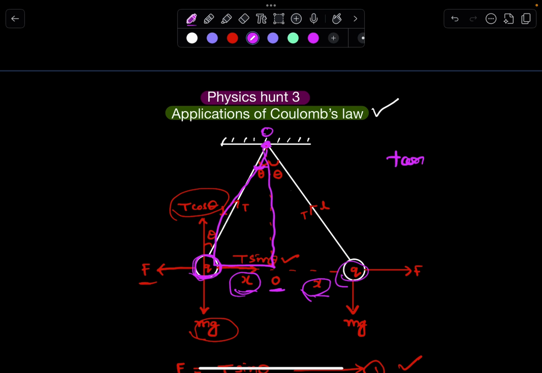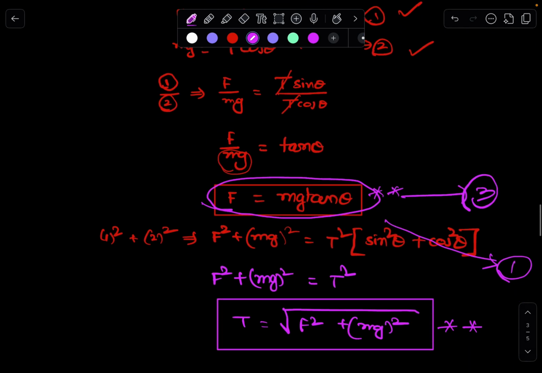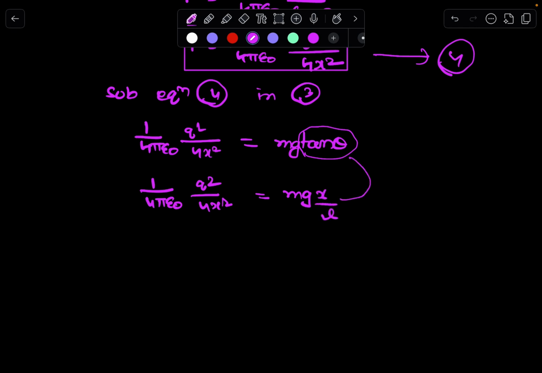We know that from that angle, tan theta is equal to opposite side by adjacent side. Here opposite means x and adjacent side will be L, correct or not? So I got tan theta is equal to x by L. This formula I'm going to substitute here. So 1 by 4 pi epsilon naught into q square by 4x square is equal to mg into x by L, because tan theta value I got this much.